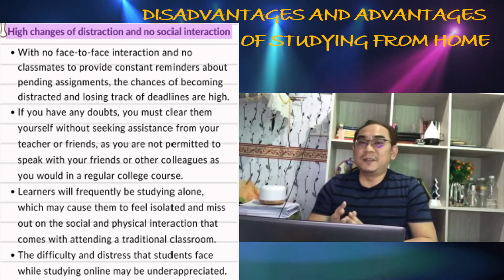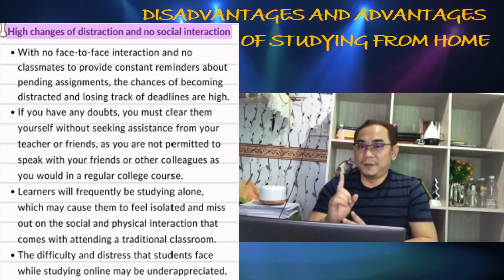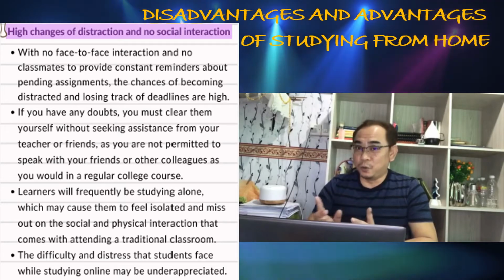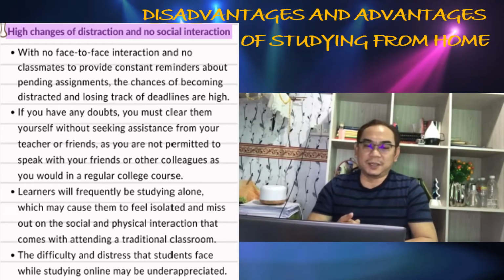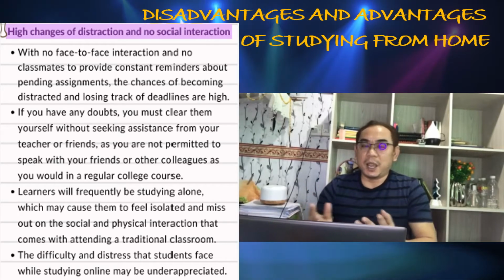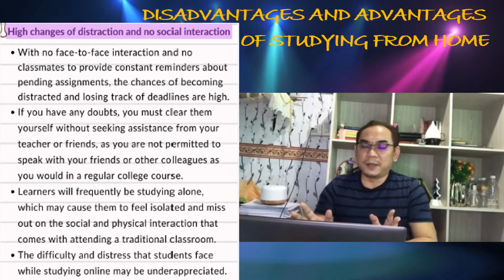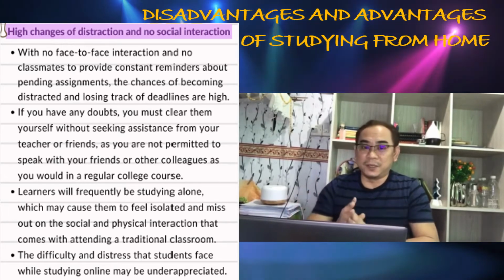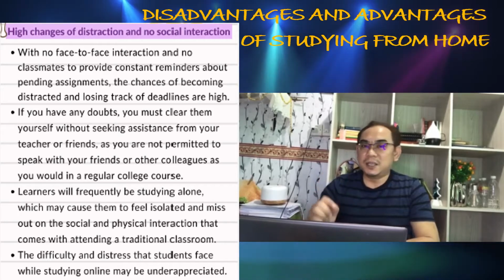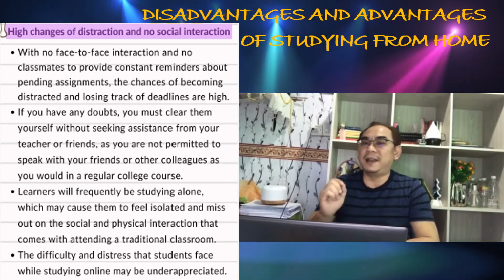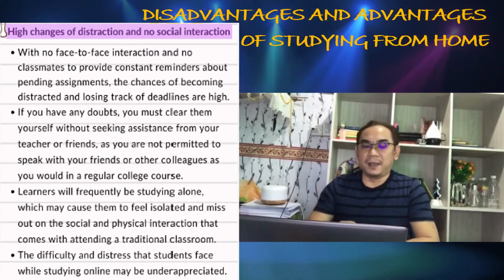Disadvantages of studying from home. The first one is high chances of distraction and no social interaction. With no face-to-face interaction and no classmate to provide constant reminders about pending assignments, for example, the chances of becoming distracted and losing track of deadlines are very high.